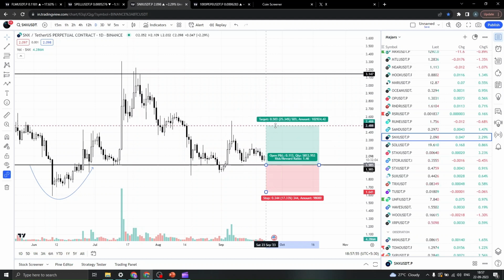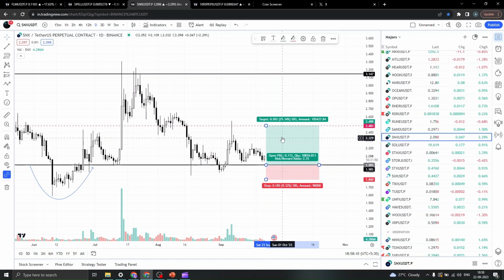For example, I am considering taking the trade up to the mid range, so this is my exit point or TP point, and similarly my stop loss should be below this wick. So for example, till here I'm taking my stop loss. This is my entry, this is my take profit, and this is my stop loss. Now, as you can see here, the risk to reward ratio is already calculated, which is 2.72. It basically means for every 1 unit of risk I take, I am getting 2.72 units of profit.